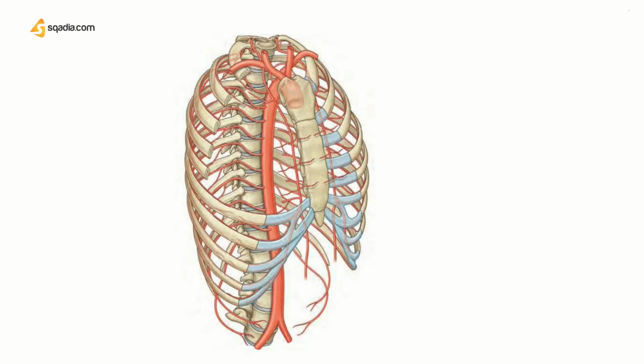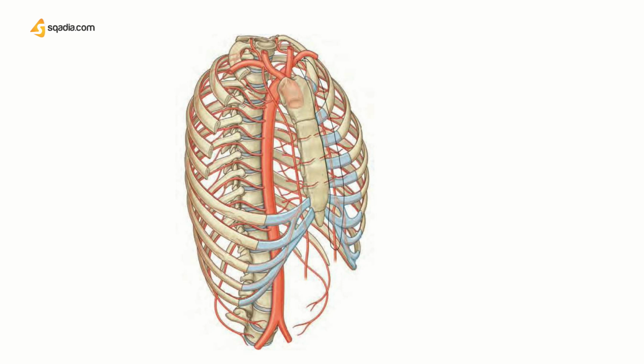Okay, so now that we've discussed the aorta, we're going to be talking about the internal thoracic artery. The internal thoracic artery arises from the subclavian artery. Here we have the subclavian artery. So the subclavian artery gives off the internal thoracic artery, as you can see.